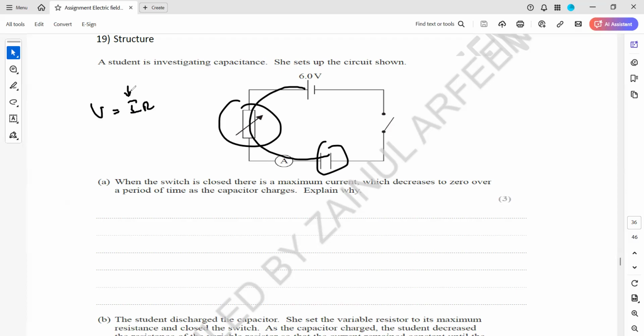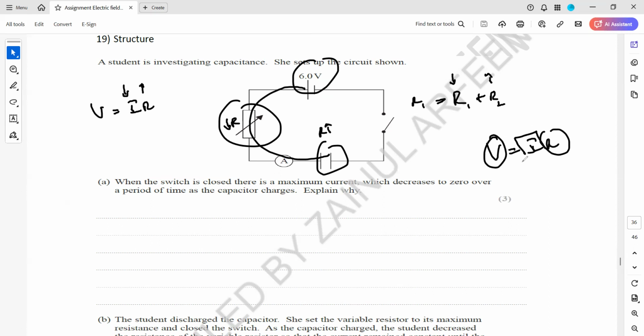Why does the current start to decrease? Because the resistance of the capacitor is increasing, because the charges oppose the motion. So as the resistance of the capacitor is increasing, what did the student do? The student reduced the resistance of the variable resistor. So the sum of the resistance will remain constant, because if R1 is decreasing, R2 is increasing, but the sum remains constant. We have the voltage supply, so V equals IR. If the total resistance is constant and the total voltage is constant, the current will also be constant. That's how the student maintains the constant current in this circuit.